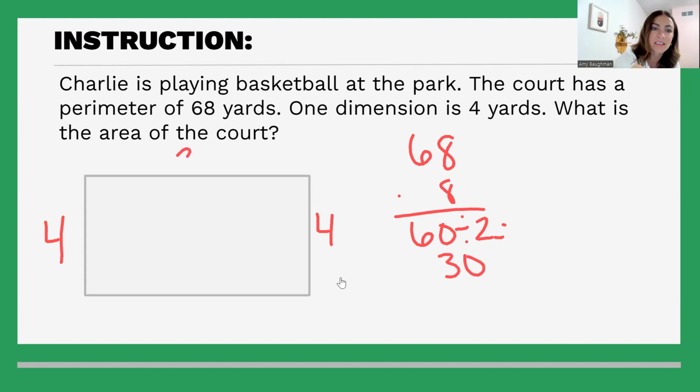So we have successfully found our missing dimension. We can always add it back up to check our work. 30 plus 4 plus 4 is 68. So we are good to go.